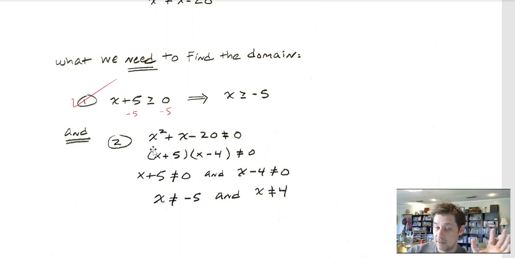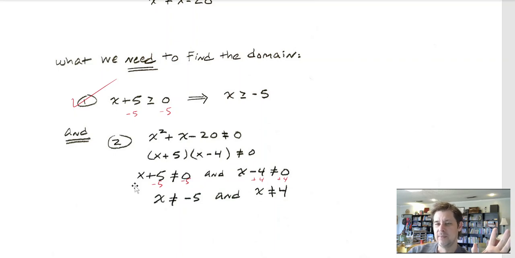Me factoring it this way says, on one hand, x plus 5 cannot be 0. And again, if I subtract 5 from both sides, I get the statement x cannot be -5. And then I have x minus 4 right here, cannot be equal to 0. And if I add 4 in order to solve here, I get x cannot be 4.